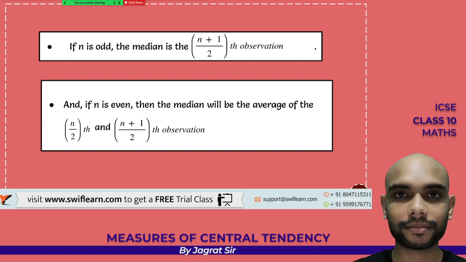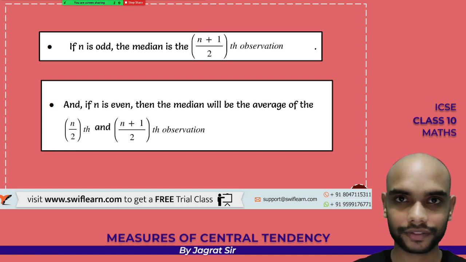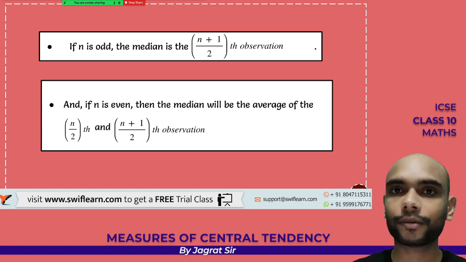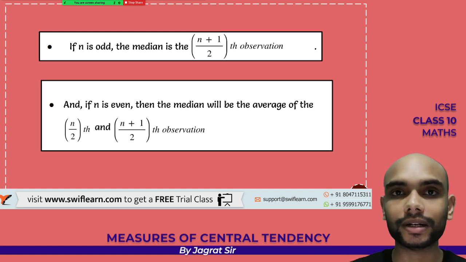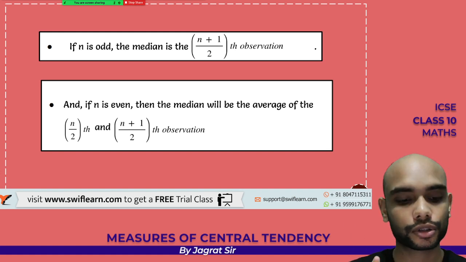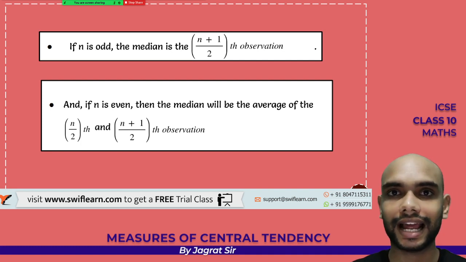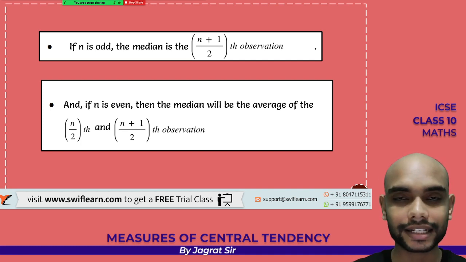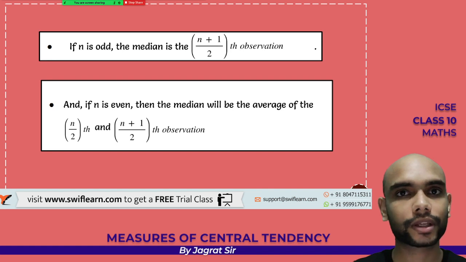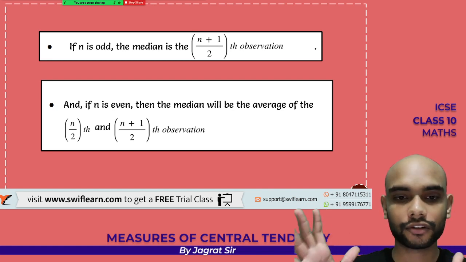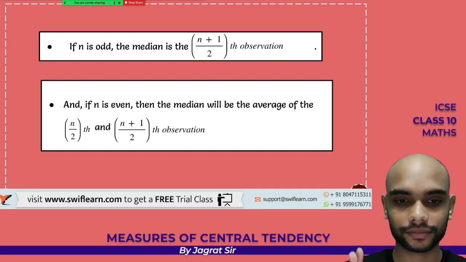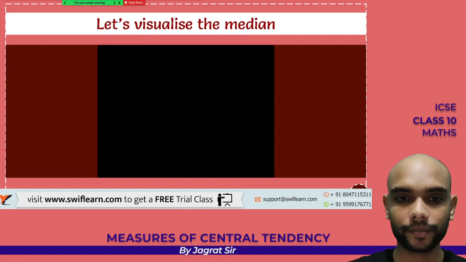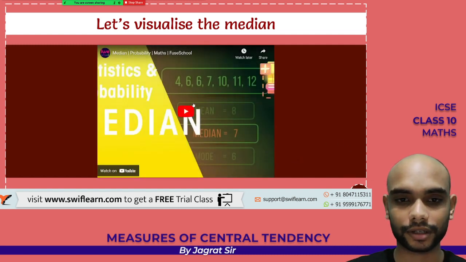how will you find the middle value? 10 upon 2, that is the 5th term, and (10 upon 2) plus 1, that is the 6th term. So you will have two middle terms. So now what to do? Take the average of those two middle terms: add the 5th term and the 6th term, and then divide by 2. That is the easiest formula that I can give you to find the median for ungrouped data. Okay, so let's visualize whatever I have explained through a video, and let's see if you have some doubts.